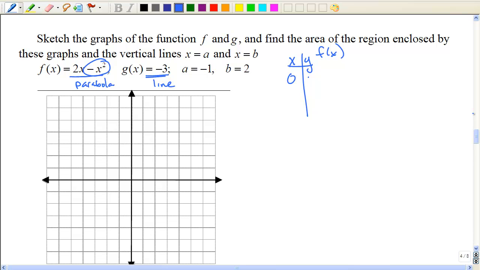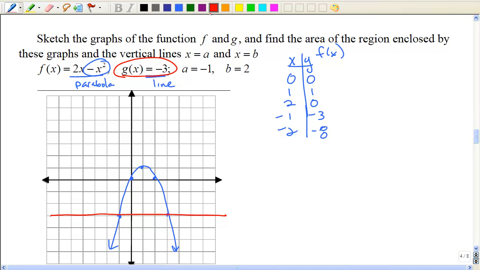So if I let x be 0, I'm going to get 0. And always let x be some positive numbers and some negative numbers. So when x is 1, we're going to have 2 minus 1 is 1. When x is 2, we're going to get 0. Negative 1, let's see, negative 2 minus 1 is negative 3. Then negative 4 minus 4 is negative 8. Something like that. Then we have a horizontal line at y equals negative 3.